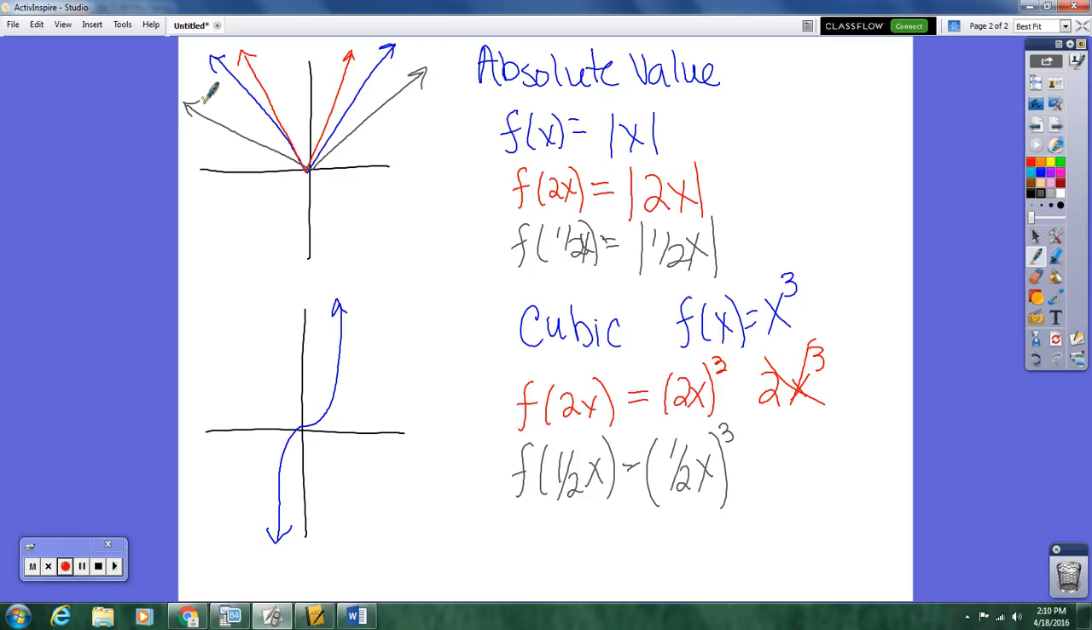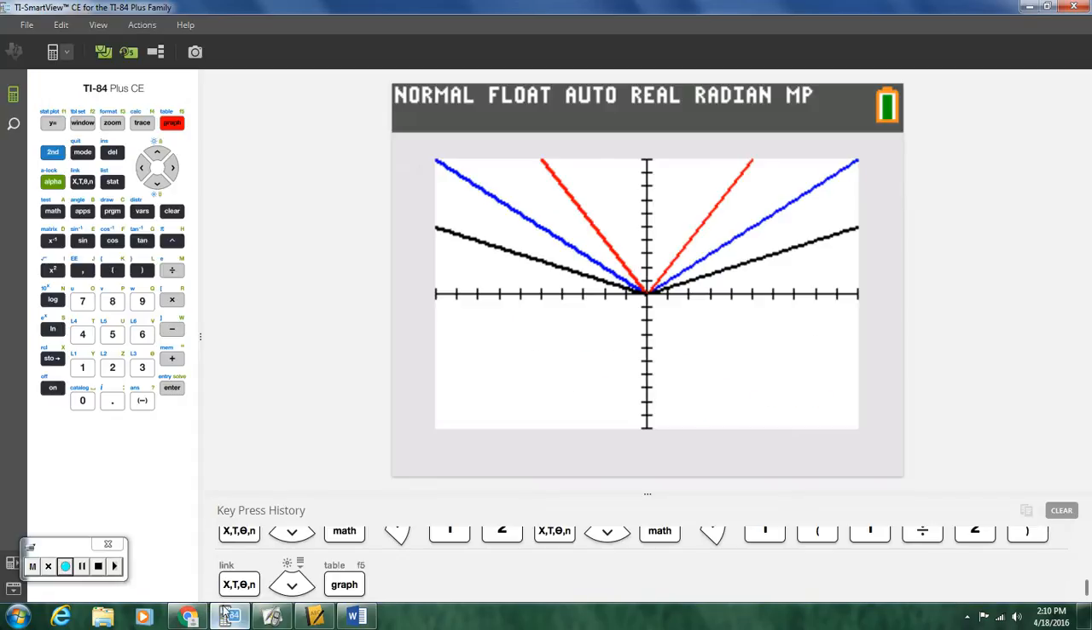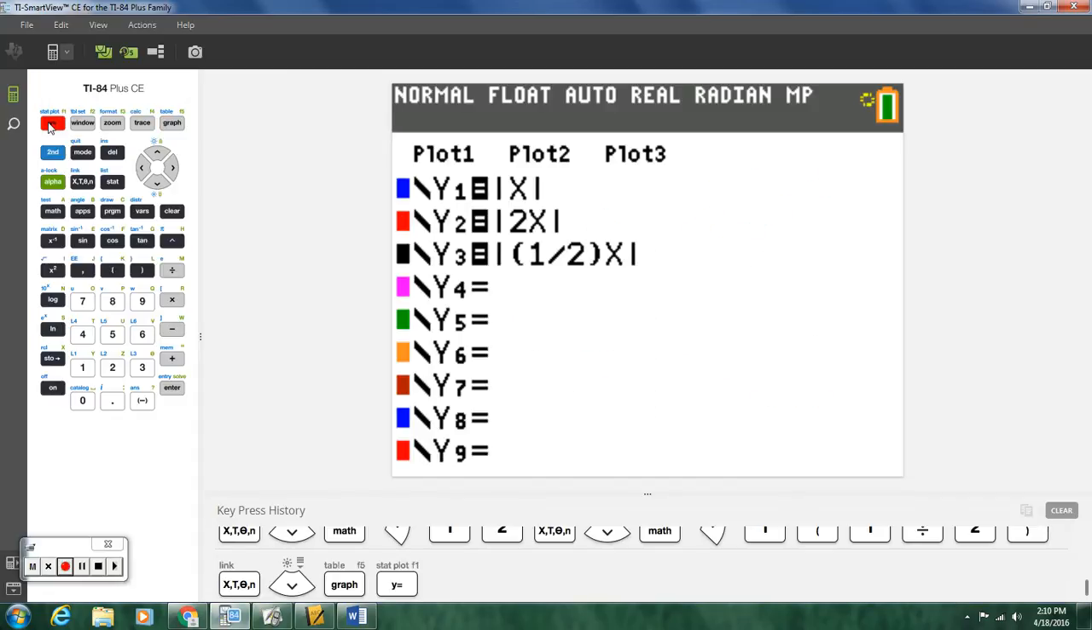So by knowing that, what should this one also do? What should that 2 do to this parent function? Does 2 stretch it? What should the 1/2 do to it? Compress it. So I'm about to just let y'all do the rest of this yourself, because I've got half of you doing nothing, and I've got the other half of you, a quarter of you, sitting there waiting for me to write the answers up here.